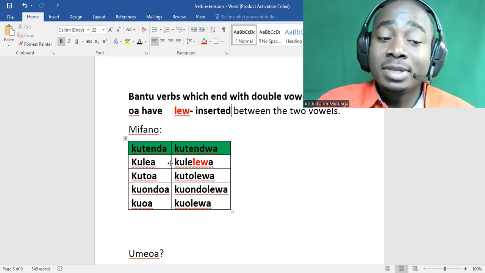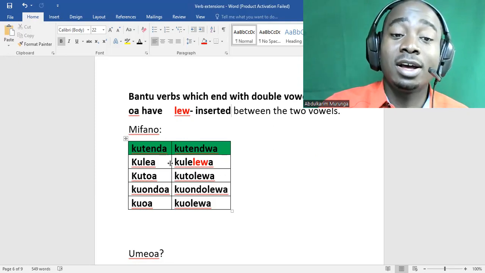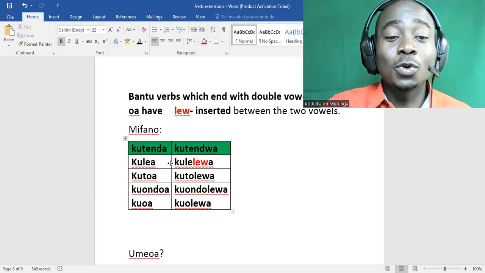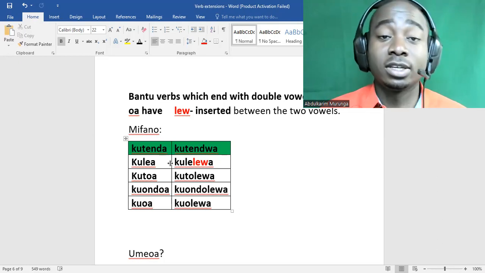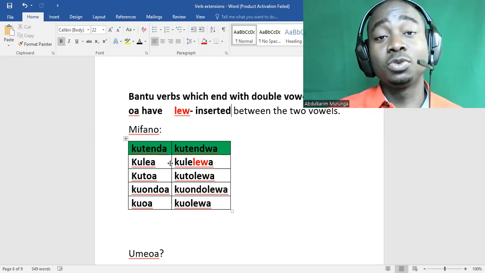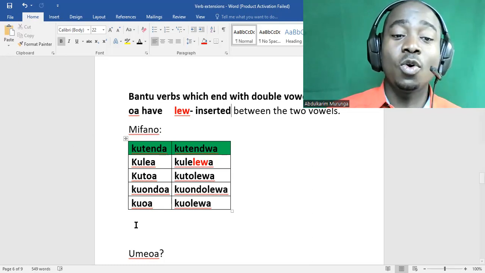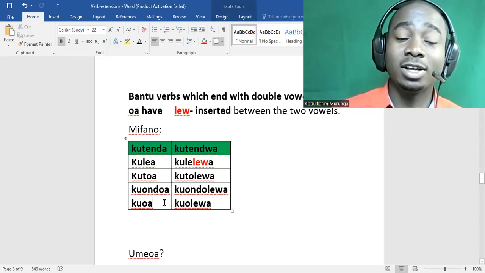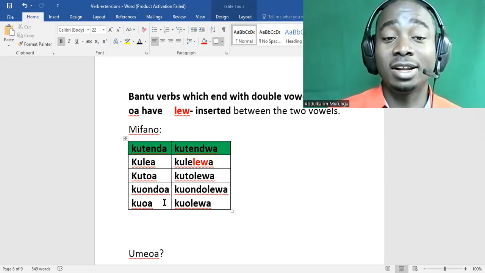To babysit, just to babysit. Then the baby who is being babysat, I will say analelewa. So, kutoa, to remove. Kutolewa is to be removed. Sawa? Also, it means to give out. Kutoa, to give out. Kutolewa is to be given out. Kuondoa is to remove. Kuondolewa, to be removed. Kuoa, to marry. Kuolewa, to be married. Kuolewa.